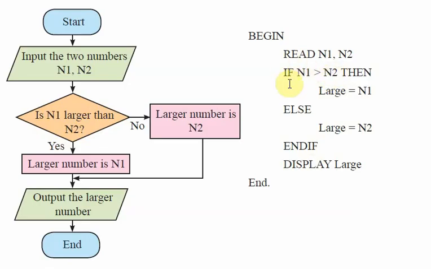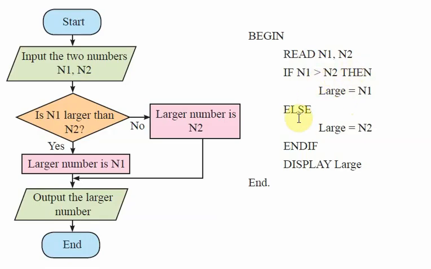If that condition is true, if n1 is greater than n2, then we say large equal n1. So n1 is larger, no? So we are moving this n1 to the large. Earlier I explained to you, these are the variables, right? Whenever you type a word and say equal, this value will be assigned to this variable. Now large holds the n1 number, if n1 is greater than n2.